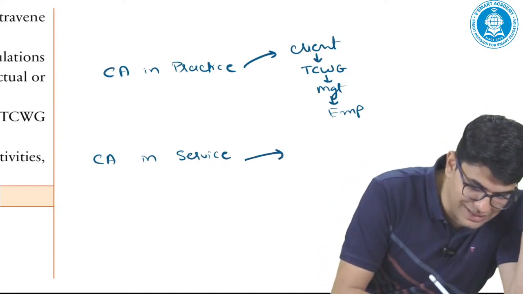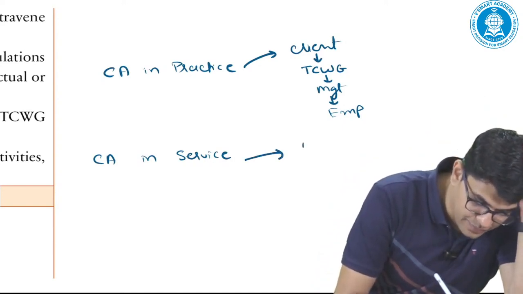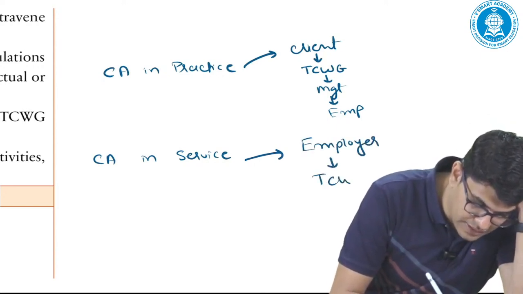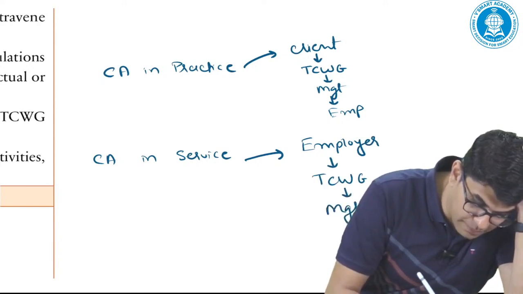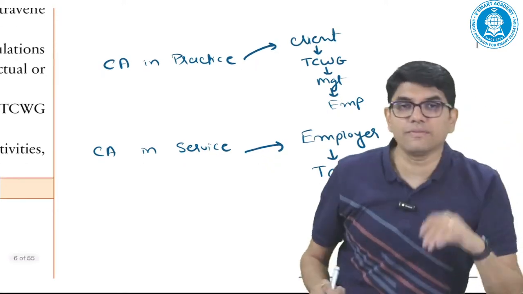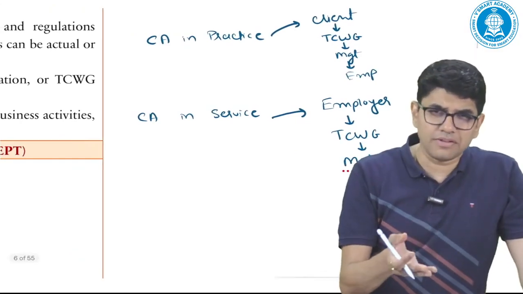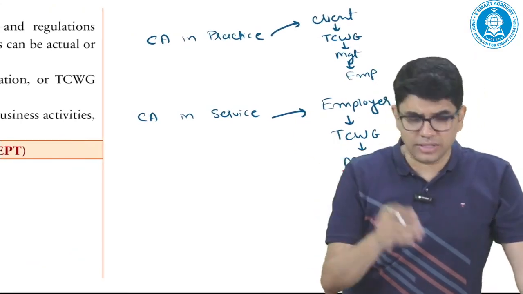When we talk about a CA in service, again, if the employer, the TCWG of the employer, the management of the employer, or an employee of the employer does something illegal, again we need to apply NOCLAR.